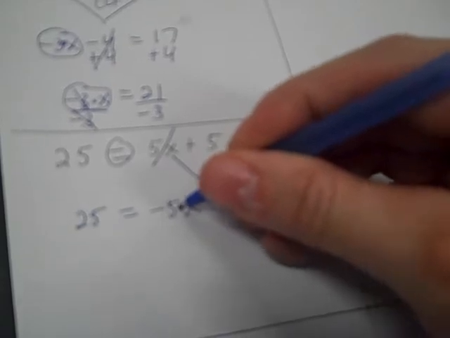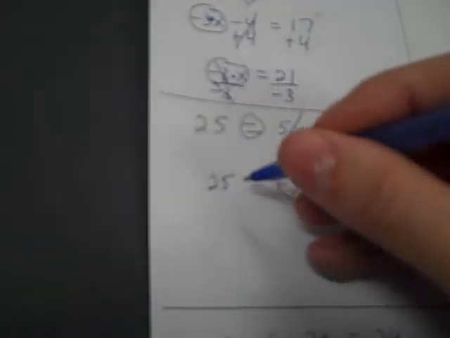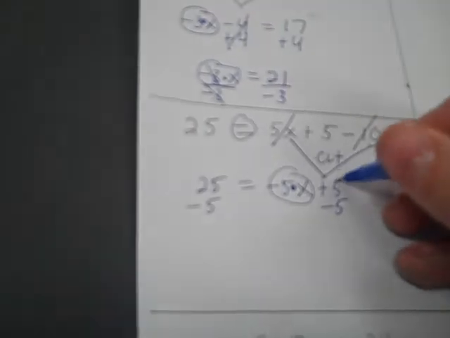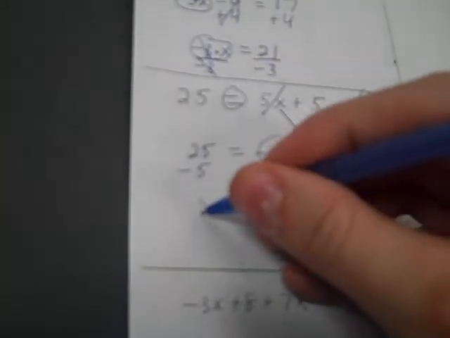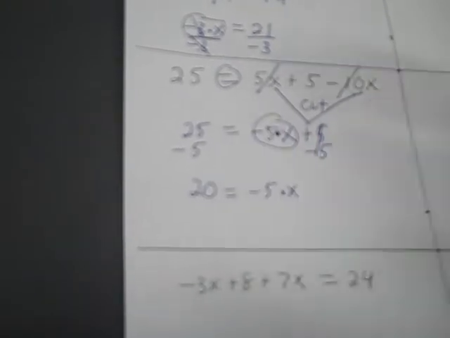Okay, and we still have to add our 5. Now that x is there only once, I worry about my operators. So that's a multiplication, then a plus 5. So we have to get rid of the plus 5 by minus 5. Because 5 minus 5 is 0, and 25 minus 5 is 20. Okay, and you got negative 5 times x.